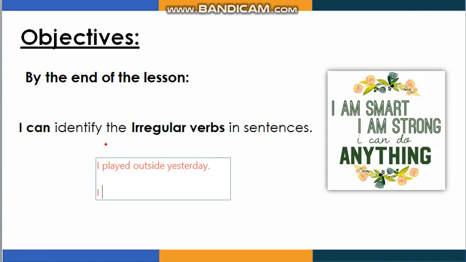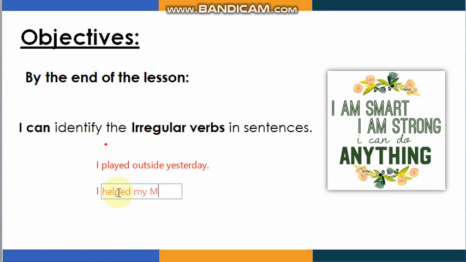I need your help. Can you think about a sentence, or think about something that happened with you yesterday, or before yesterday, or last week, and so on? Okay, so let's write the sentence. I helped my mom last week. Okay, everyone, I want you to pay attention to the verb.